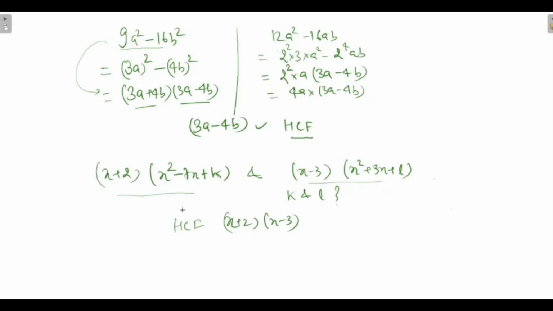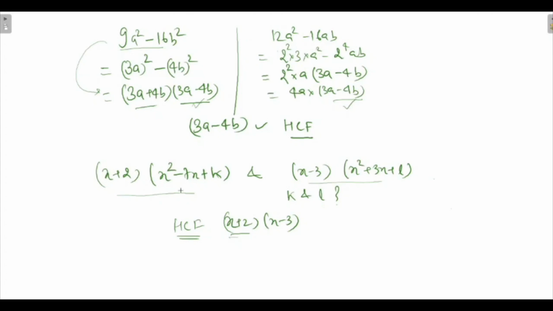So what they are saying here is that they have given you the highest common factor already, which is x plus 2 into x minus 3. If I am saying this is the highest common factor, does this mean that x plus 2 and x minus 3, both of them should be here and here? For example, here 3a minus 4b was the highest common factor, so 3a minus 4b is here as well and here as well. If x plus 2 into x minus 3 is the highest common factor, then x plus 2 into x minus 3 should be here.